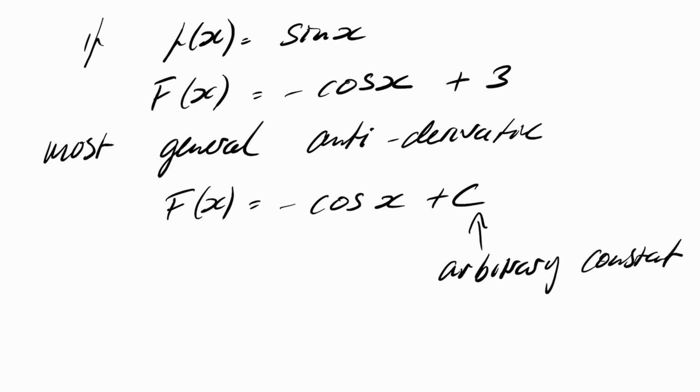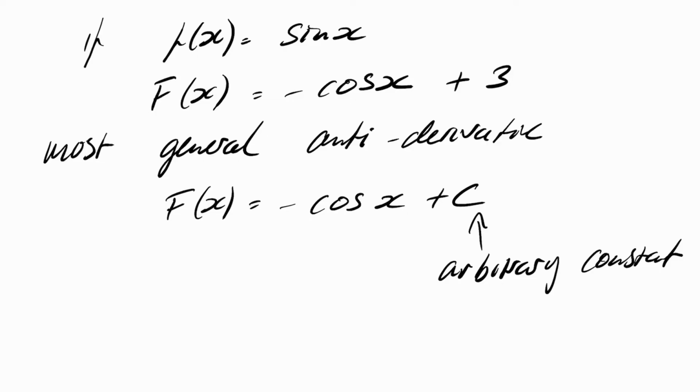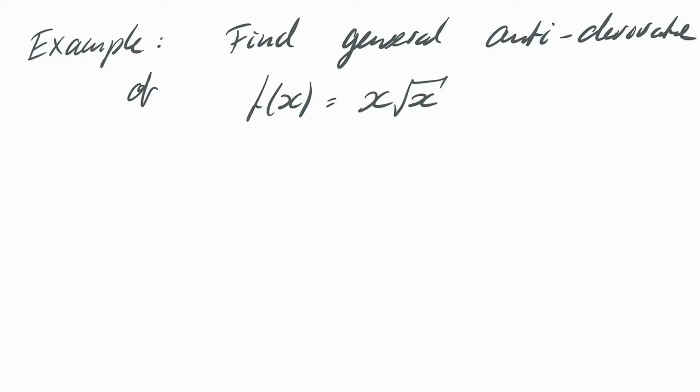So in fact, the antiderivative of a function isn't itself just a simple function, it's a family of functions, an infinite family of functions. Let's try an example. Let's try and find the general antiderivative of x times the square root of x, or x to the 3/2. Given that we know how to differentiate powers of functions, we can see that the antiderivative must be something like x to the 5/2, since when I differentiate x to the 5/2, that leaves me with x to the 3/2.